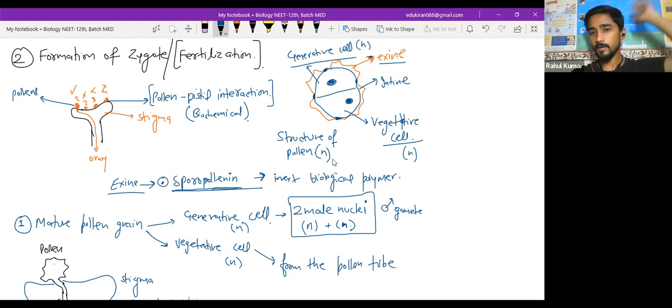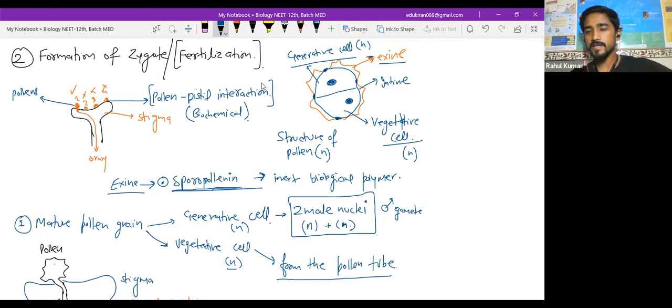You would like to write it down? Okay, let me first explain this, then you write everything together. So inside a pollen, there are two types of cells, a generative cell and a vegetative cell. Two cells are there in one pollen. Now this vegetative cell is responsible for giving rise to the pollen tube. Look here. In a mature pollen grain, there is a generative cell and a vegetative cell. Both are haploid.